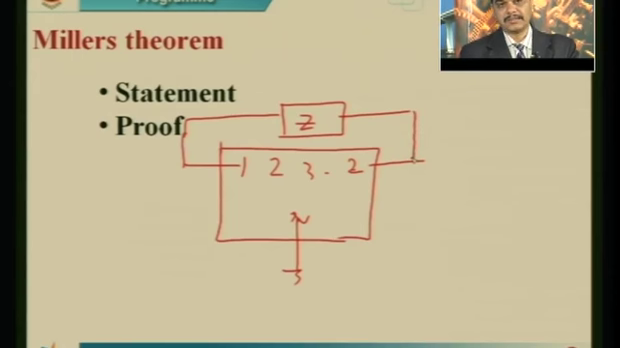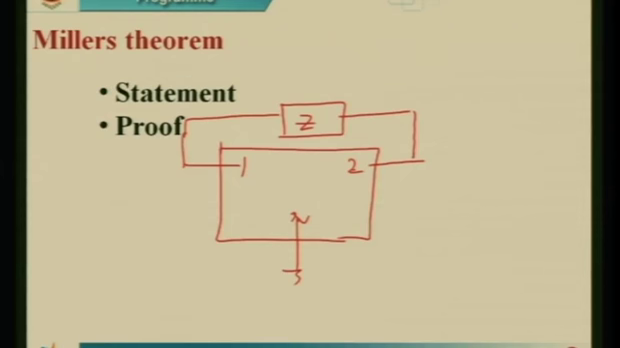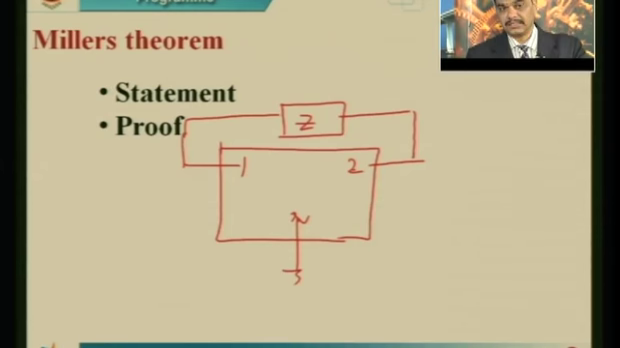Then this is replaced with its equivalent impedance at node 1 and the ground, and at node 2 and the ground. This impedance is replaced with its equivalent impedances. In Miller's theorem, this impedance is also known as a floating impedance.